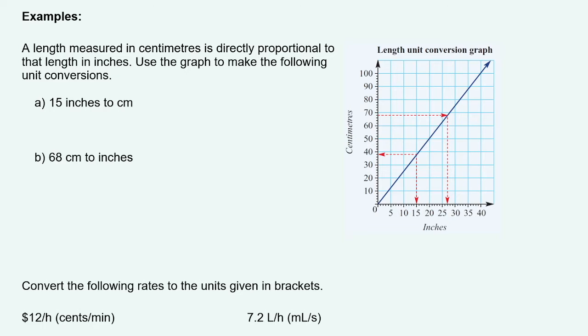We've got a length measured in centimeters, directly proportional to its length in inches. So centimeters to inches, it's making a conversion. We want 15 inches to go to centimeters. So inches is down here. I'm just going to find that 15, which is right here, and you can see that red dot there already.